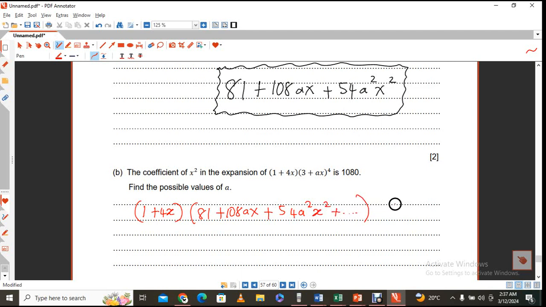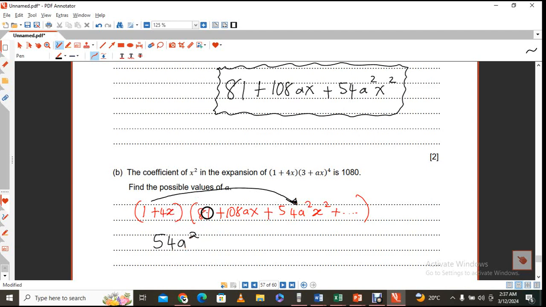Just the first three terms, okay? And what that tells us is we want to see what do you multiply here to get an x squared. If you were to take 1 times 81, it's not going to give you any x squared in there. But if you were to take 1 multiplied by 54a squared x squared, that means that 54a squared, this one over here, times that is going to produce that x squared. So I'm just going to write 54a squared.